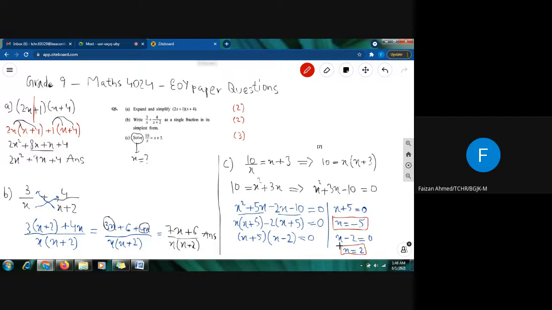So this was a 3-mark question, and you can also solve it with the quadratic formula as I told you, and you will get the same answer. So try it yourself. Go for the quadratic formula method and solve it, and do comment your answers.